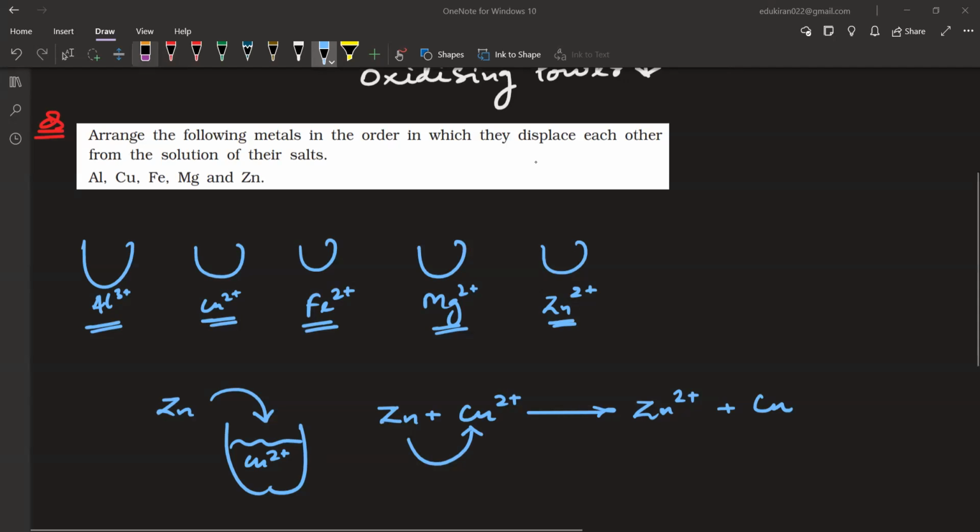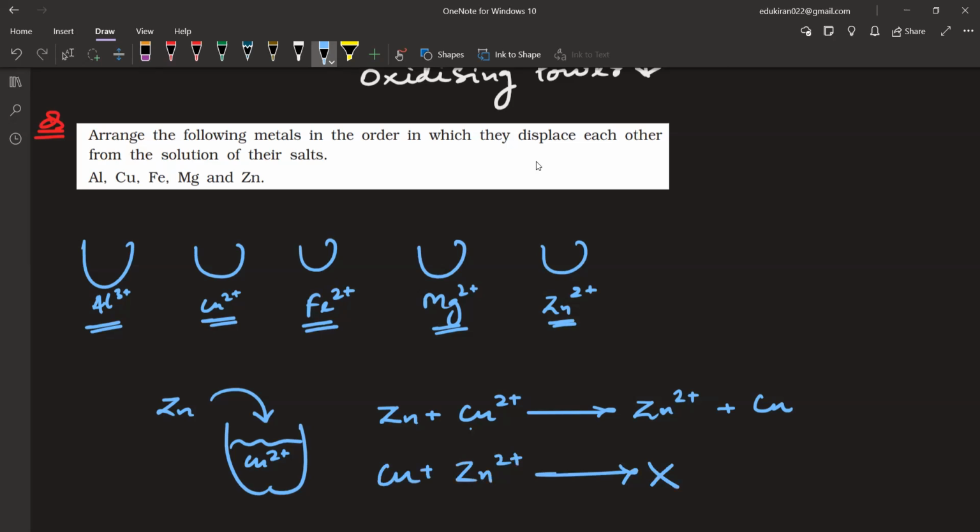But if we do the same thing the other way, let us say we add copper into zinc 2 plus, then what will happen? Then nothing will happen. Because you can see now, the forward reaction is like this. Zinc is only able to displace copper. Copper will not be able to displace zinc. Is that clear? Yes or no? Please tell me. Yes, sir.